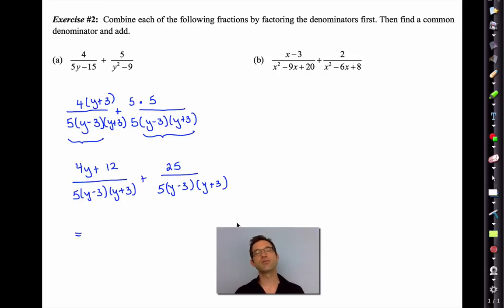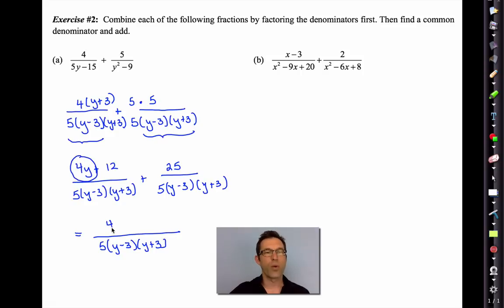Remember, if I have any chance of simplifying this fraction, it's only going to occur if I can then factor and cancel. But the denominator is already factored, so what I don't want to do is go backwards in order to go forwards. In fact, since we now have a common denominator, I'm just going to write that denominator down, and now I'm going to add the numerators. Nothing combines with the 4y, but I can add the 12 to the 25 and get a 37. So I now have 4y plus 37 divided by 5 times y minus 3 times y plus 3.